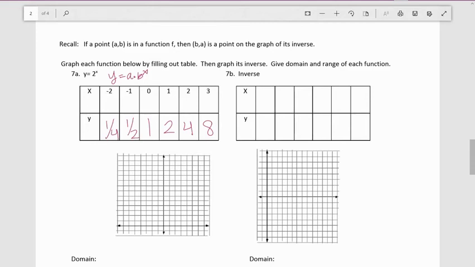Okay, so if I graphed this, I would have (0, 1), (1, 2), (2, 4), (3, 8), and then these would be getting, respectively, smaller. My domain on here is all real numbers. I can put any number in, but for my range, my y's are always going to be greater than 0. I can never make this equal 0, so it will always hug that.